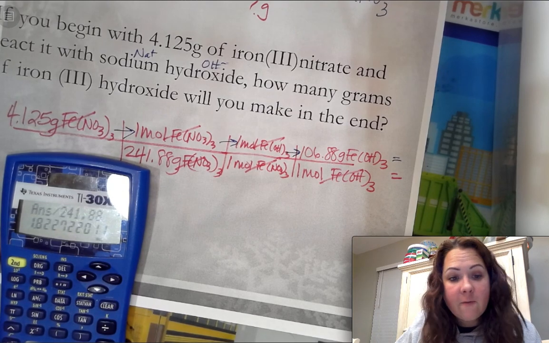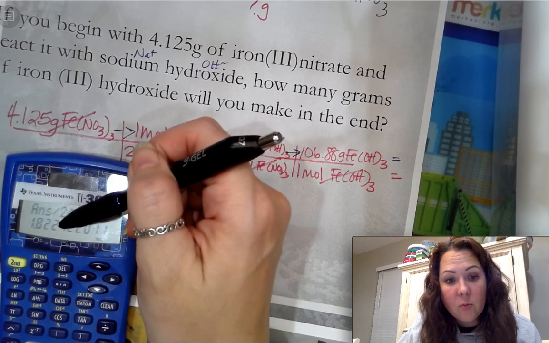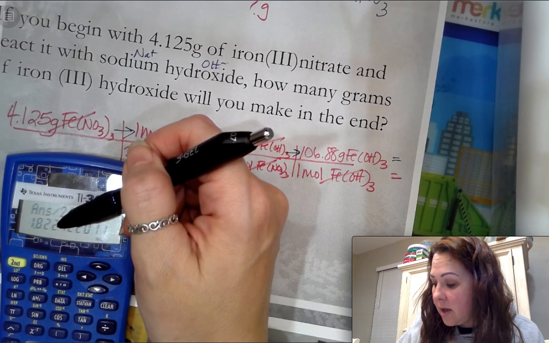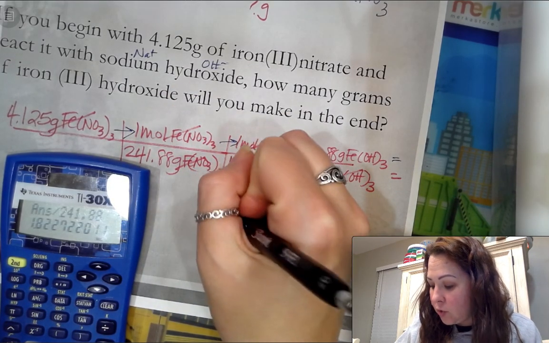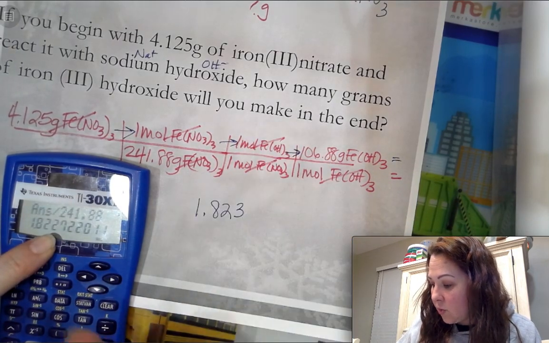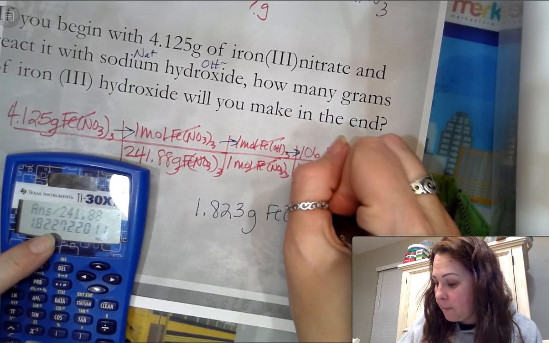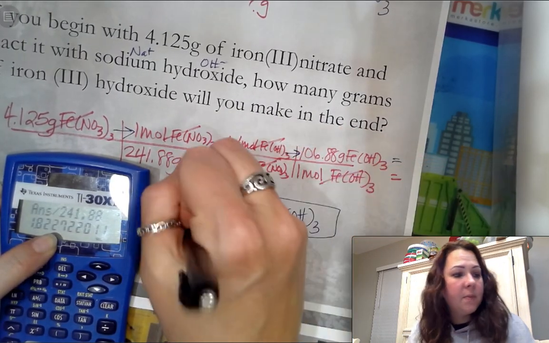This number right here is 4 sig figs. So that means that I'm going to take my calculator number and I'm going to write it with 4 sig figs. So I have 1.823. The 7 makes the 2 go up to a 3. And that is grams of Fe(OH)3. So I hope that helps.